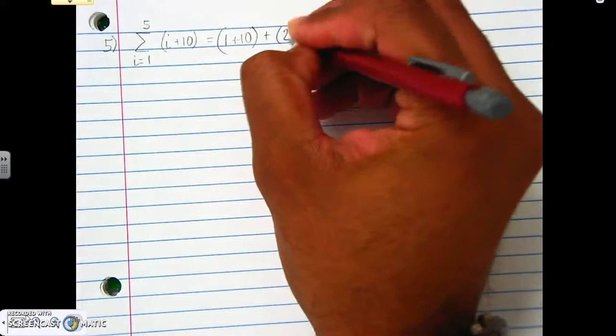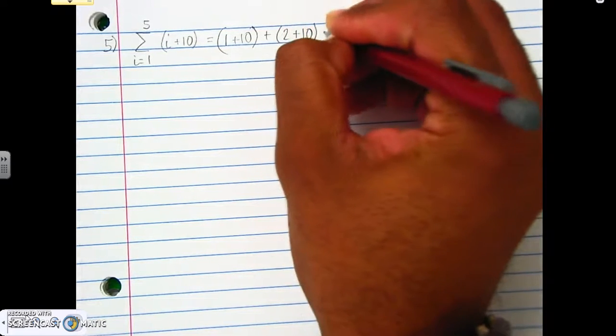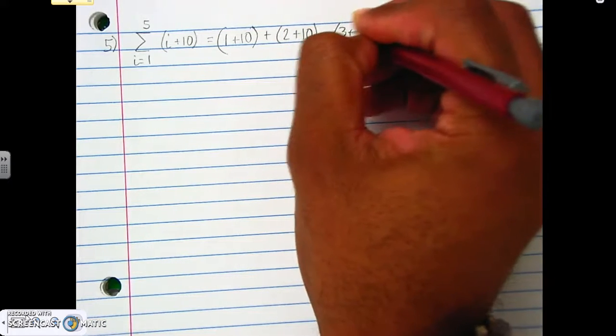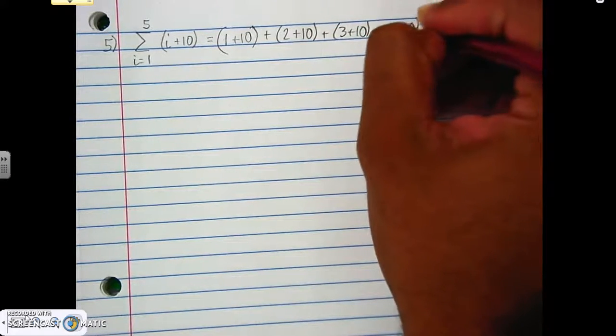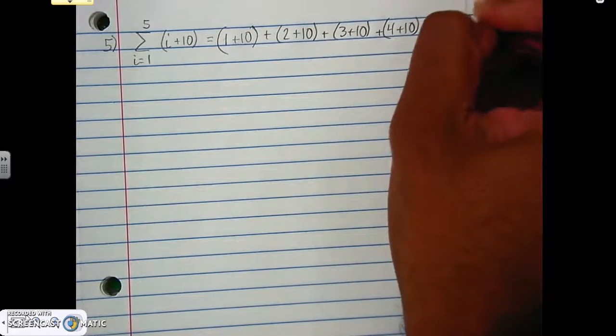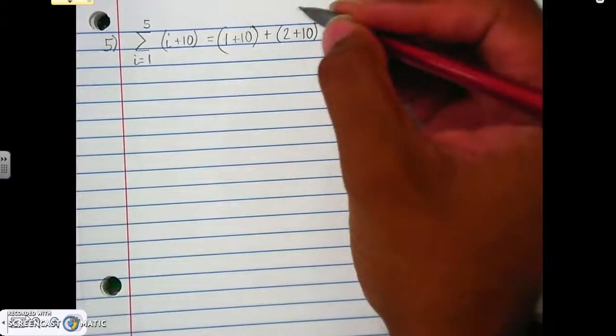Then we do 2 plus 10. Then 3 plus 10. And then 4 plus 10. And then 5 plus 10, because that's the last number in the sequence. We start at 1, we go up to 5, and then all we do now is just simplify it down.